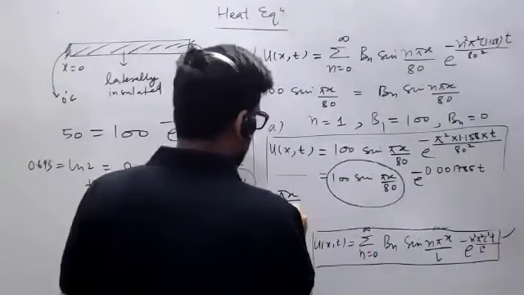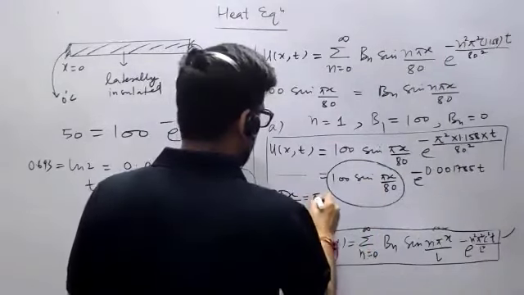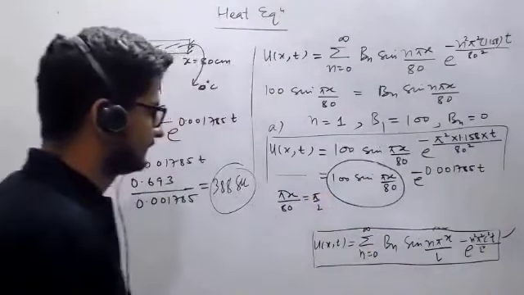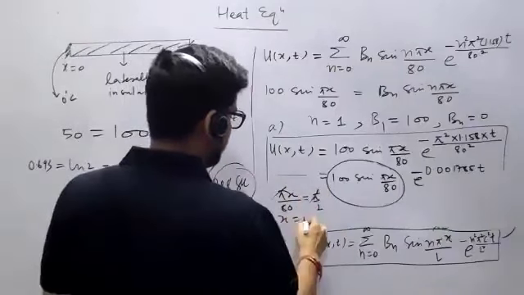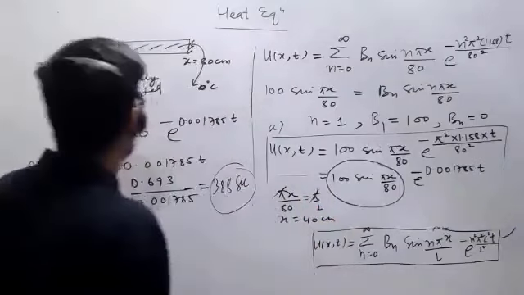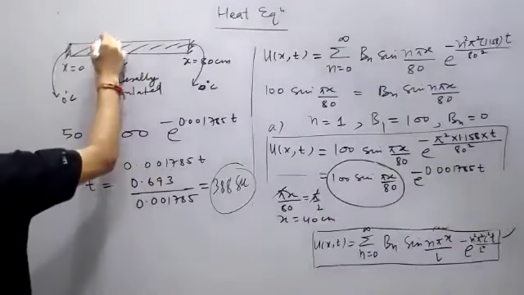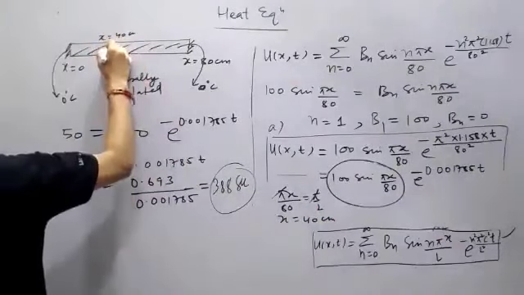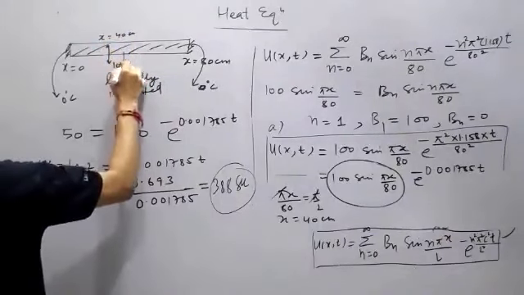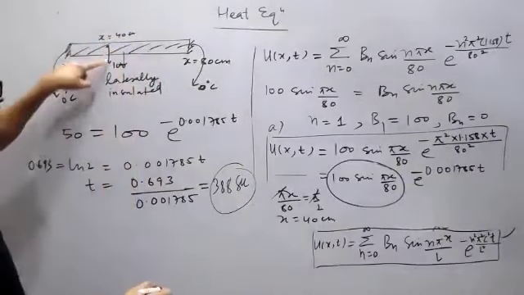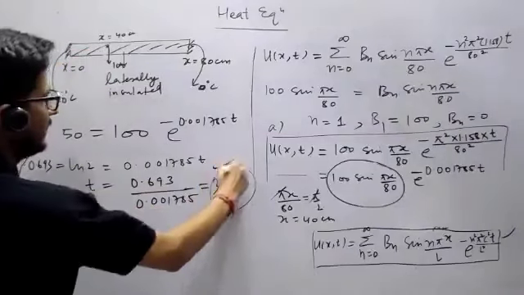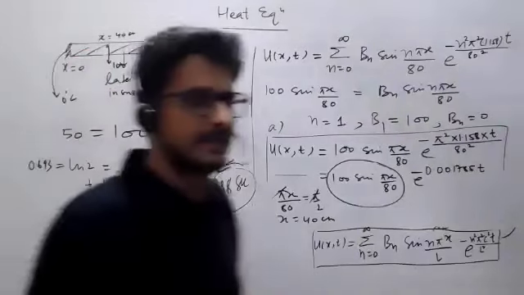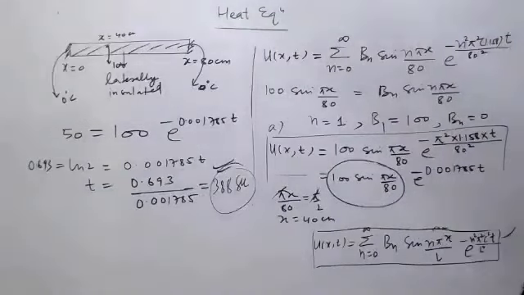Pi x by 80 is equal to pi by 2, correct? So this will become cancel, so x will be equal to 40 centimeter. So at 40 centimeter, suppose this is x is equal to 40 centimeter, here the temperature will be 100 and they are asking, tell me when this will become 50. So after 388 second it will become 50, correct?